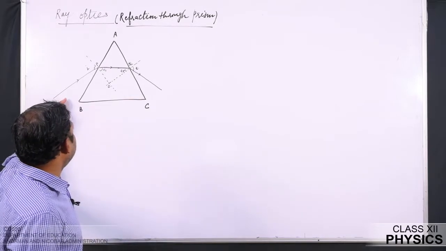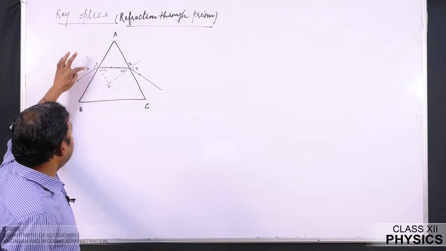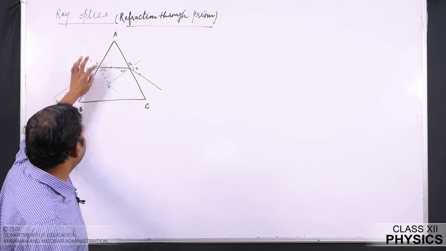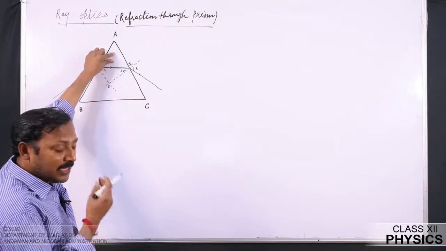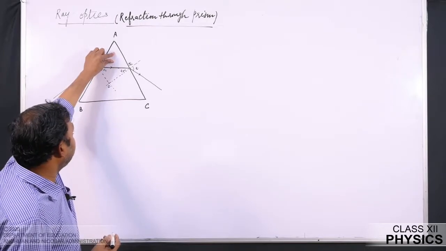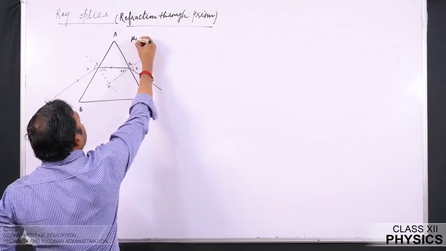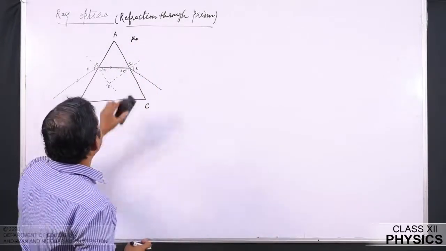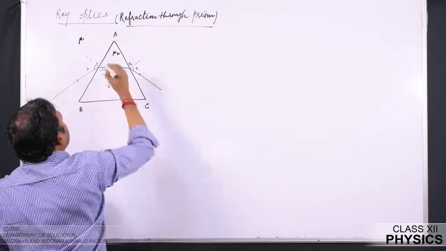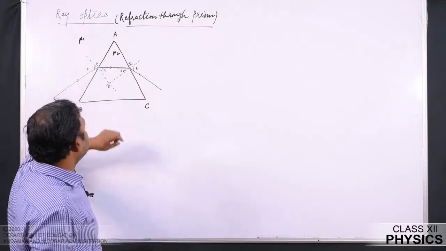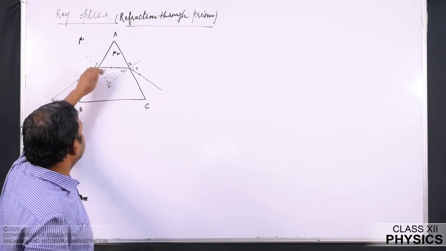Here a beam of light strikes the surface AB at point P, makes an angle of incidence I with the normal, and it enters into the prism. Normally, the prism we are considering here is a glass prism whose refractive index is mu2. The refractive index of the glass prism here is mu2 and the refractive index of the rarer medium is mu1. Now, when this beam enters into the denser medium, it bends towards the normal according to the property of refraction.